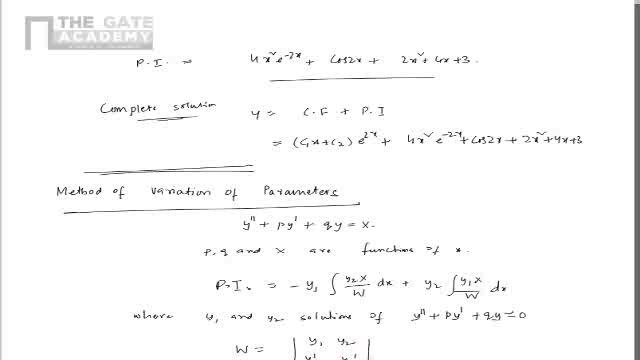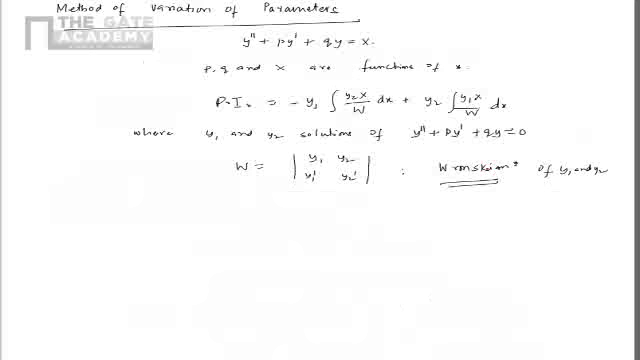This is called the Wronskian of y1 and y2. Wronskian was just a scientist's name. So basically w is the determinant of y1, y2, y1 dash, y2 dash. This is the method of variation of parameters, just another method to find the particular integral, and it is quite general. It doesn't depend on the form of capital X.